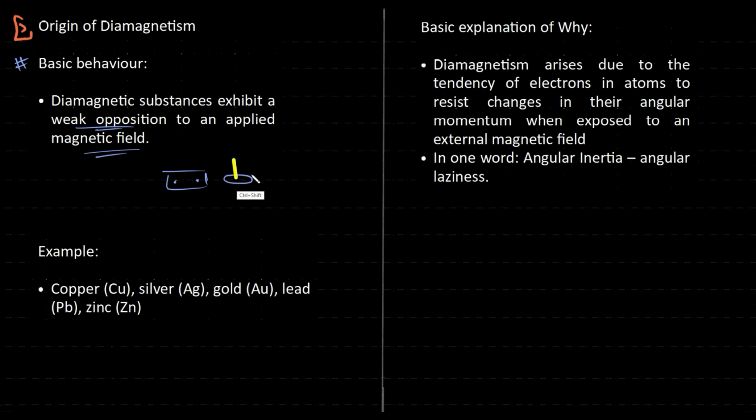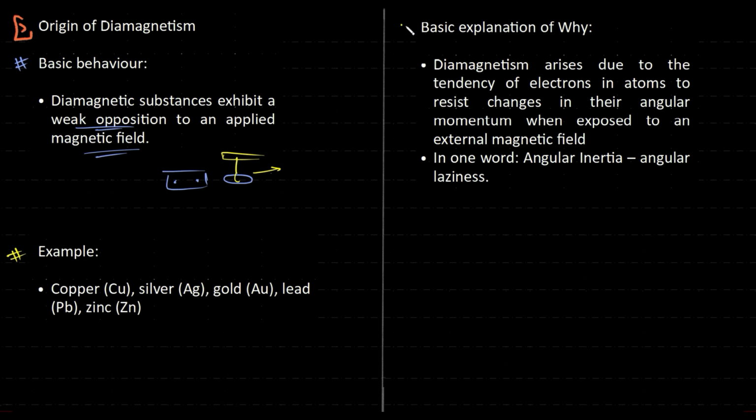grapes. Alright, just a second. So you take a grape, tie it up, and get a magnet near it, it'll go back. Examples listed are copper, silver, and so on and so forth.